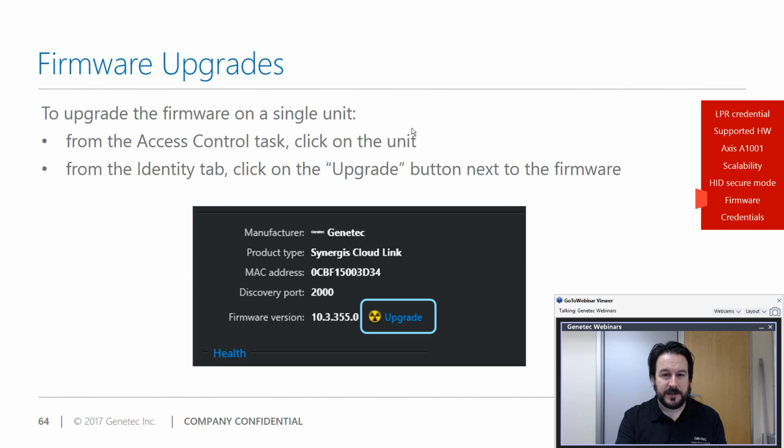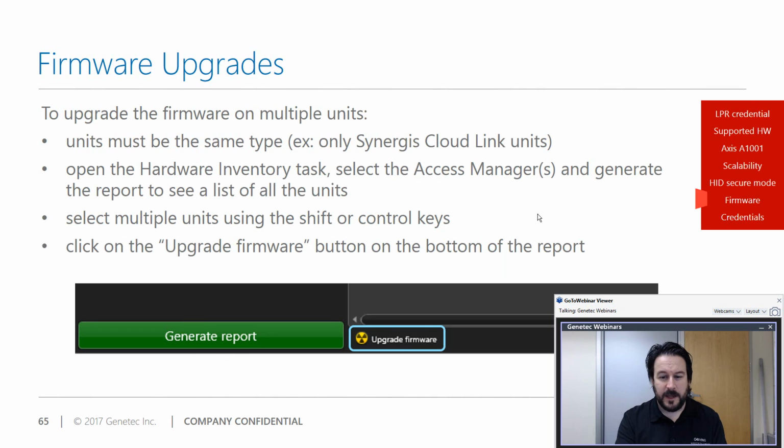Looking at it on a single unit, you can see the upgrade button right here, and when you click on that, it'll ask you for the information you need, like the firmware file. If you want to do it for a batch of units, you do that from the hardware inventory task. You select your access manager, generate the report to see the list of units, and then select multiple units like we usually do in Security Center. You can use the shift key to select the first one and all the ones in between, or the control key to pick and choose which ones you want. Then at the bottom, you'll see the upgrade firmware button.